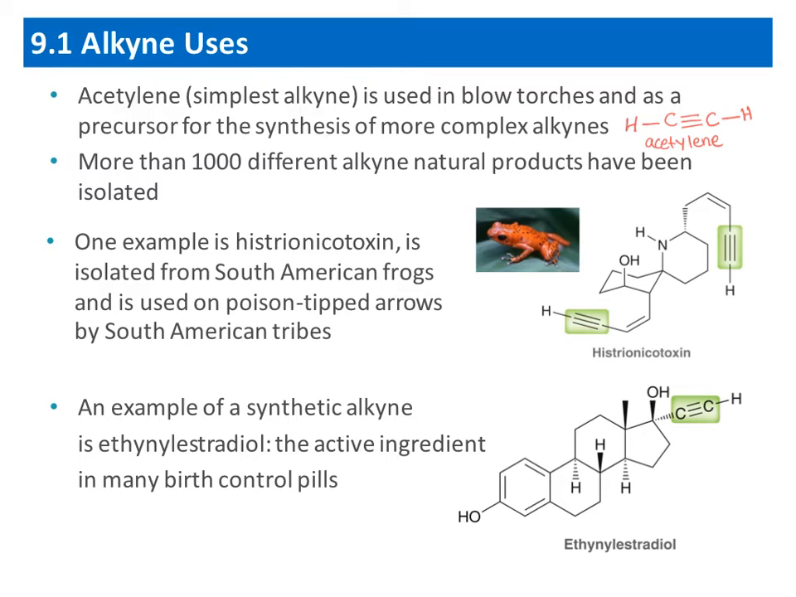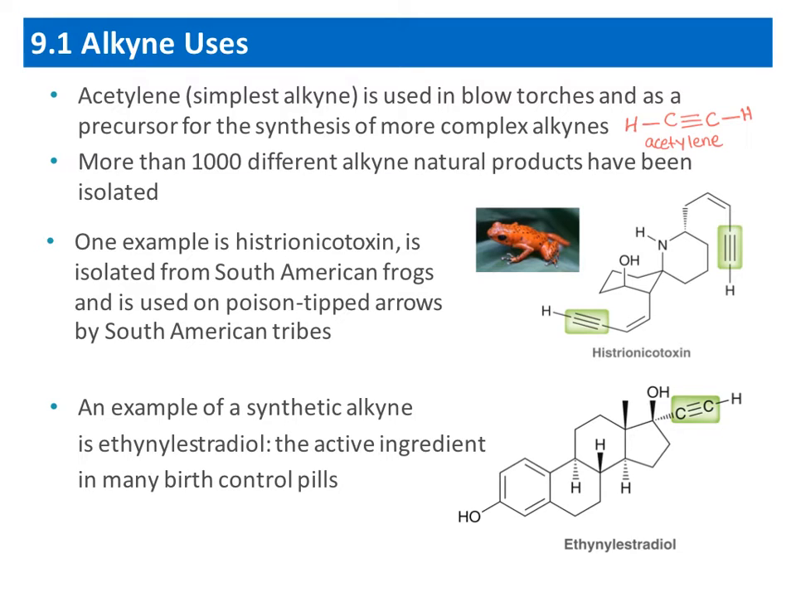Alkynes are less common than alkenes in nature. However, a good example can be this molecule. This molecule acts as a toxin and is secreted by a South American frog. So the molecule is very toxic, and if someone happened to touch the skin of that frog, this molecule is strong enough to poison and kill that person. Another example of an alkyne that can be synthesized in the lab is this molecule. So this molecule is found in many birth control pills. So these are just a few examples of alkynes in the real world.